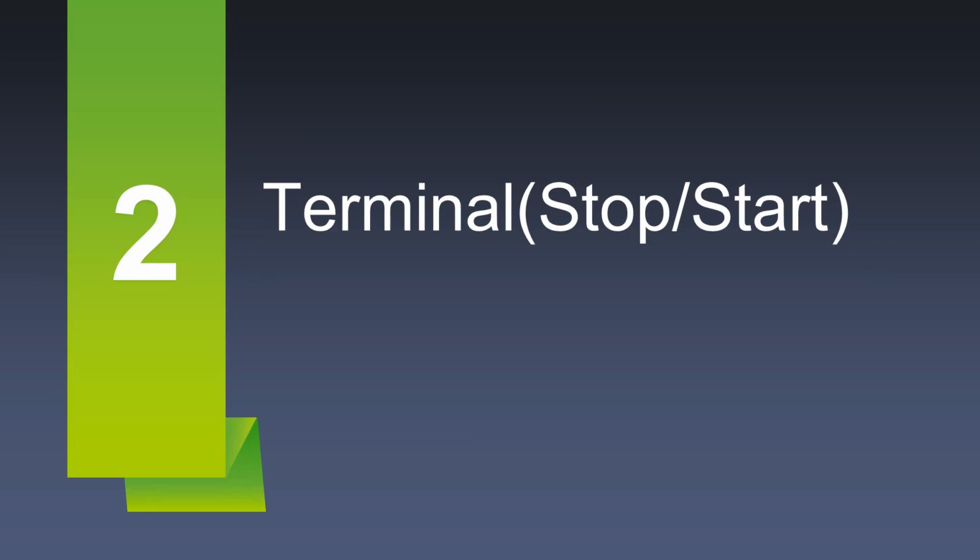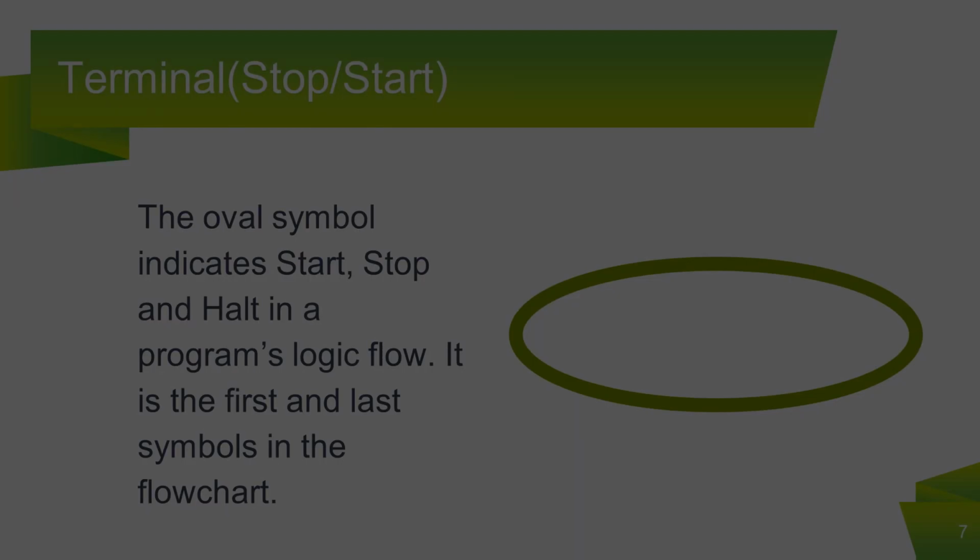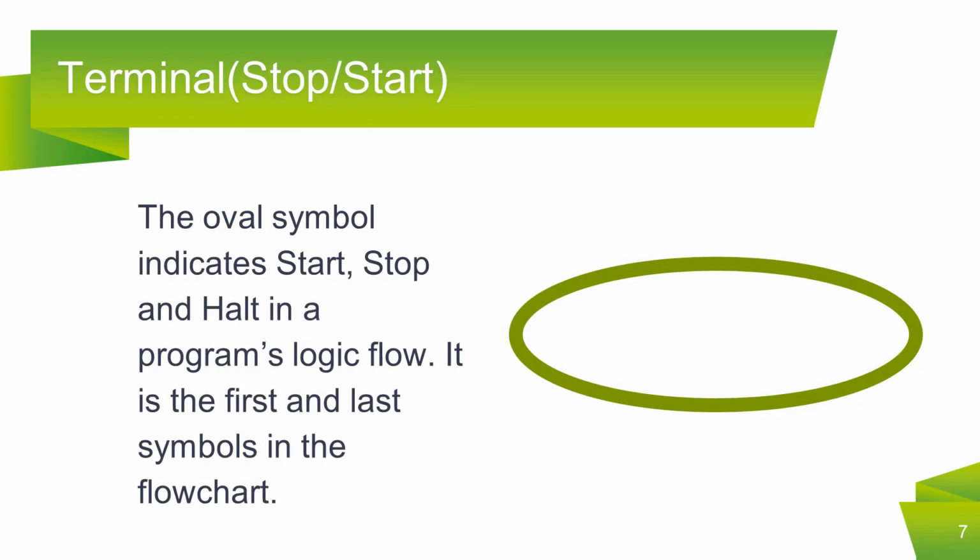Now the next symbol which we are going to see can be used for stop and start. This symbol is oval shaped. Basically, whenever we draw a flowchart, this symbol can be used at the start and at the end.